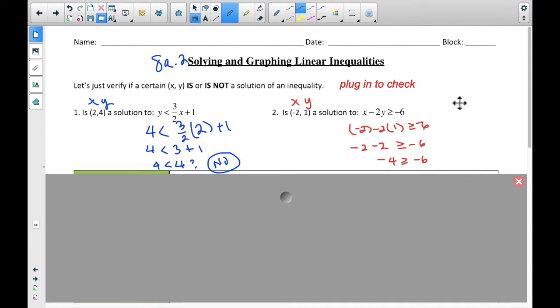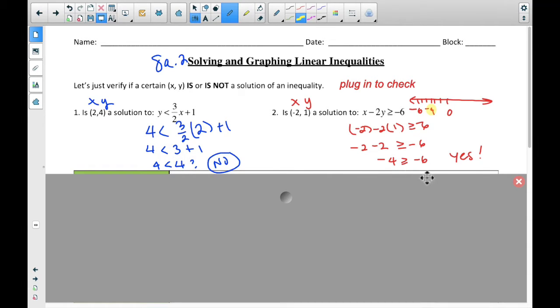You have to think of your number line. Some of us are pretty good with our number lines, but some of us probably aren't. So this is my 0, let's say. So 1, 2, 3, 4, 5, 6. Here's negative 6, here's negative 4. Is negative 4 greater? Yes, it is. Negative 4 is greater than negative 6. Why is it greater? Because it's farther to the right. Anything farther to the right is bigger. So yes, that is greater than negative 6. Is it equal to? No, but it's greater than or equal to, so it works.